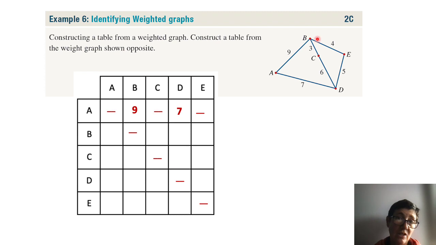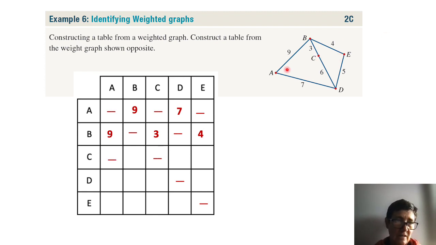I'm going to go round to the vertices. So B to A we've already done. That's 9. B does not go to B. That would be silly. B goes to C, 3. B does not go to D, but it does go to E, 4 units. Then I'm going to go to C.